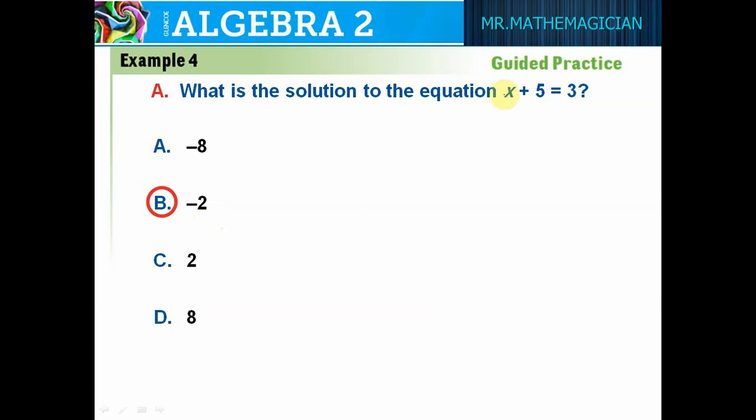Let me show you how. This is the original equation, x plus 5 equals 3. I'm going to take the 5 to the other side with a different sign, so x equals 3 minus 5. So 3 minus 5 is negative 2.